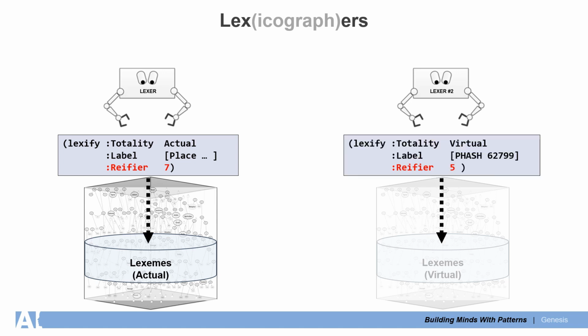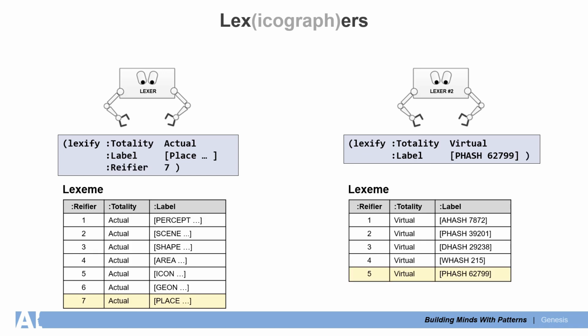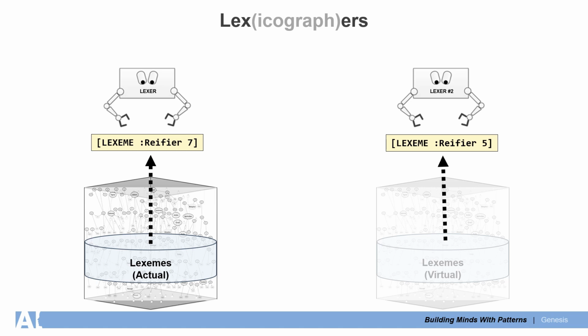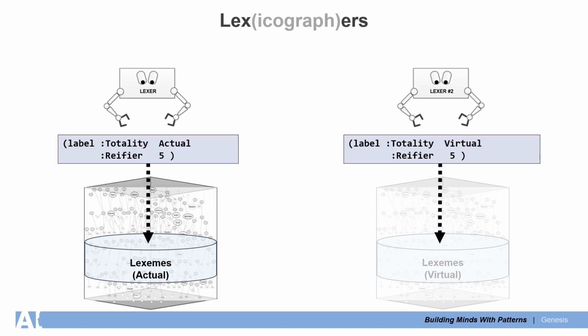Before proceeding to attach the label to the reifier, note that the actual and virtual lexeme catalogs maintain separate reifier ranges for each totality. The lexer can also retrieve a label given a reifier.